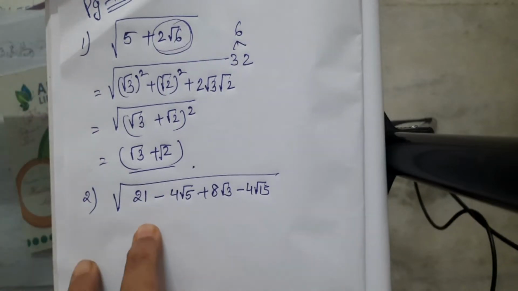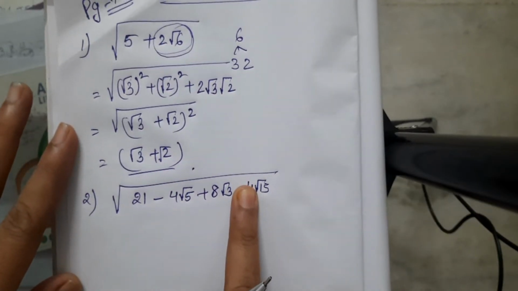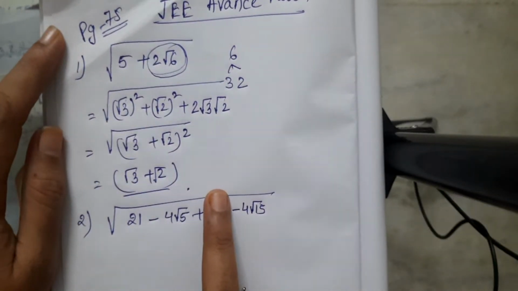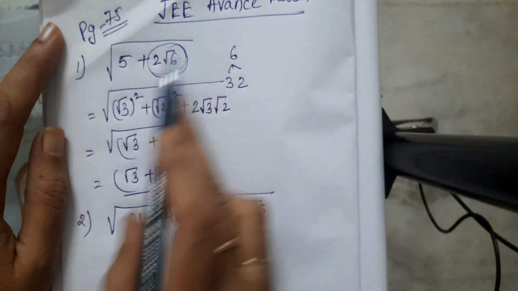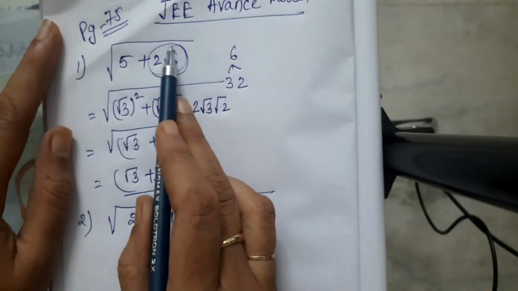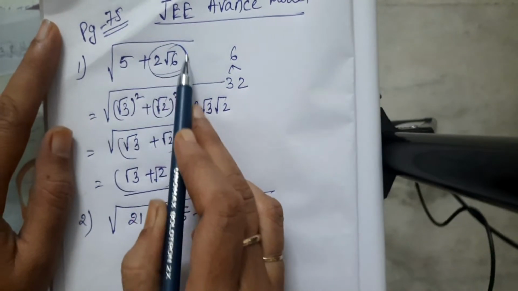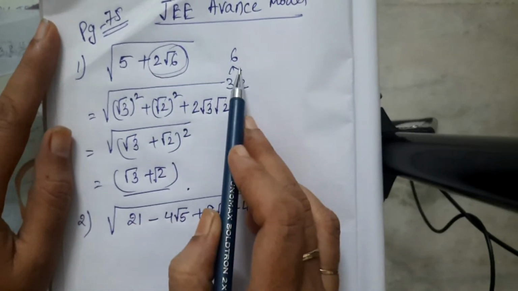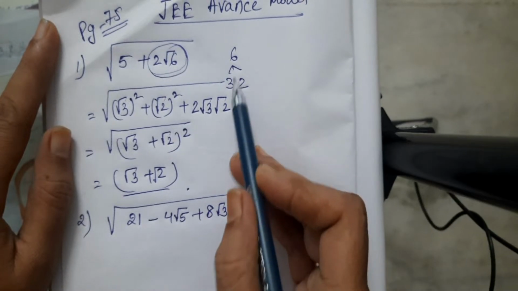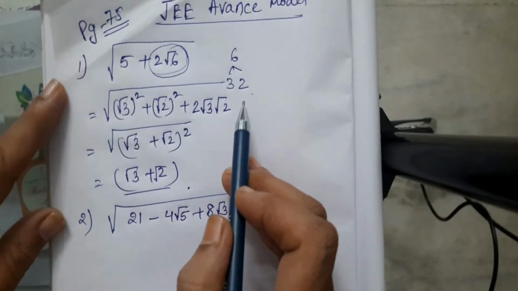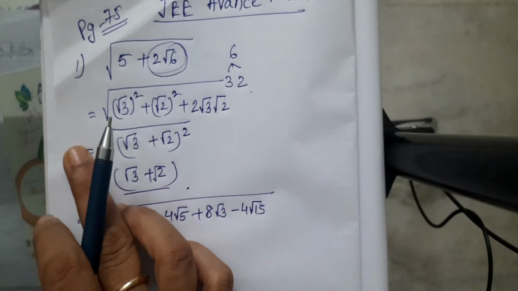See here, for this question, first one, I started with the JEE Advanced one. In JEE Advanced form, page number 75, the first question was under root 5 plus 2 root 6. Already we discussed. If you recall, I told you that whatever the small root is, we need to start our solution from there. So here 2 root 6 is there. I took the factors of 6. Factors of 6 are 3 and 2. 3 twos are 6. So whatever number you are getting, we need to write that in root form.